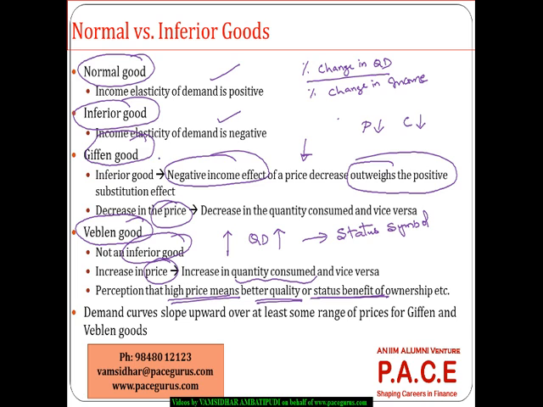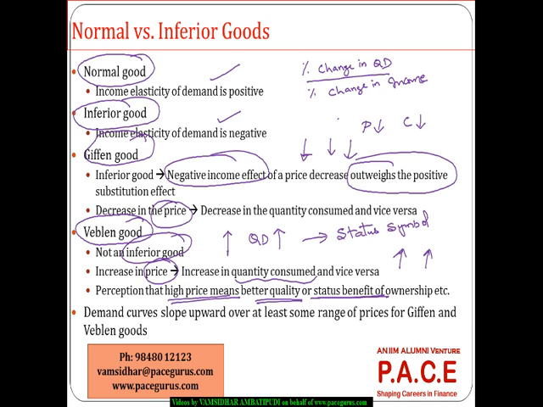So a Giffen good also behaves the same way: price decrease, quantity demanded decreases. But for Veblen, I look at it slightly from the other side: the price increases, the quantity demanded also increases. But of course, Veblen is not an inferior good by any means.